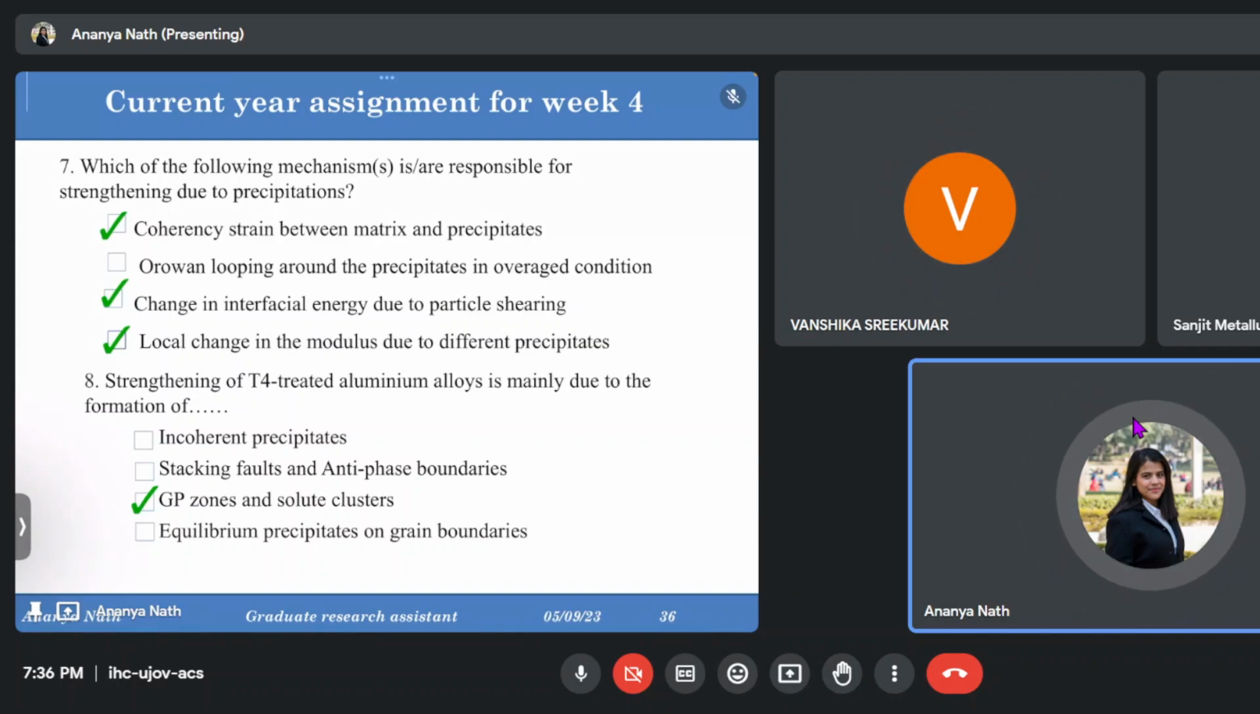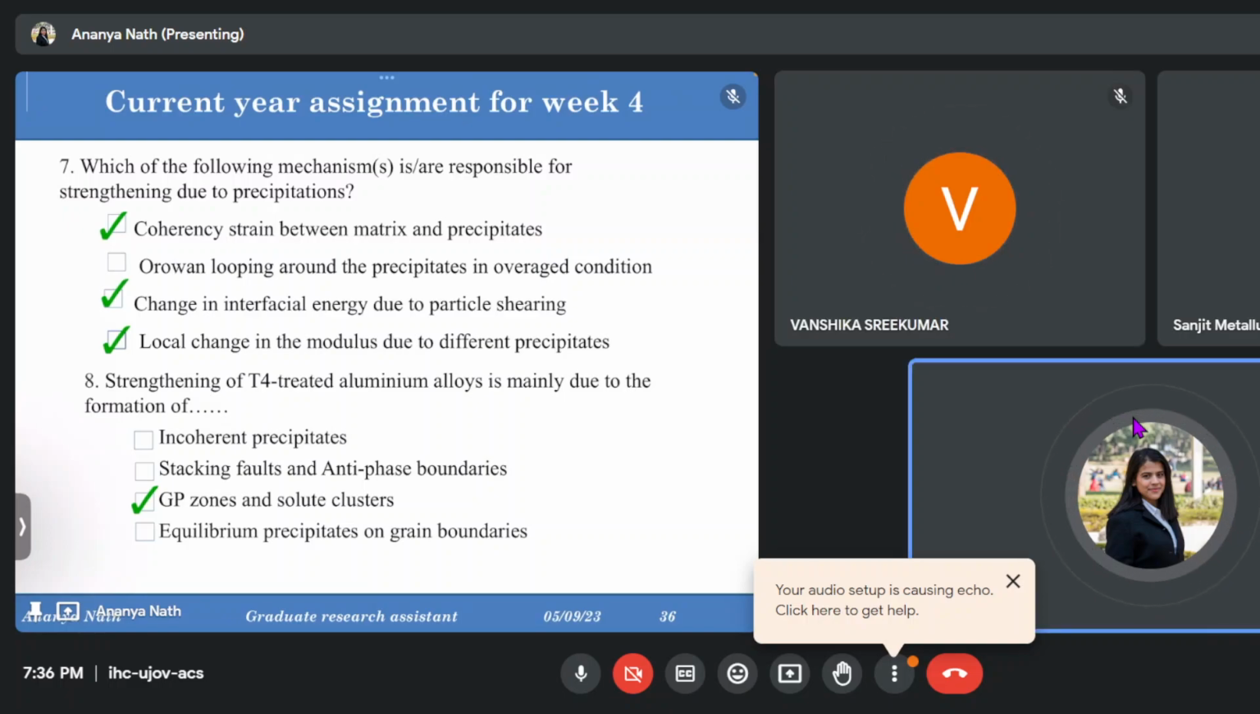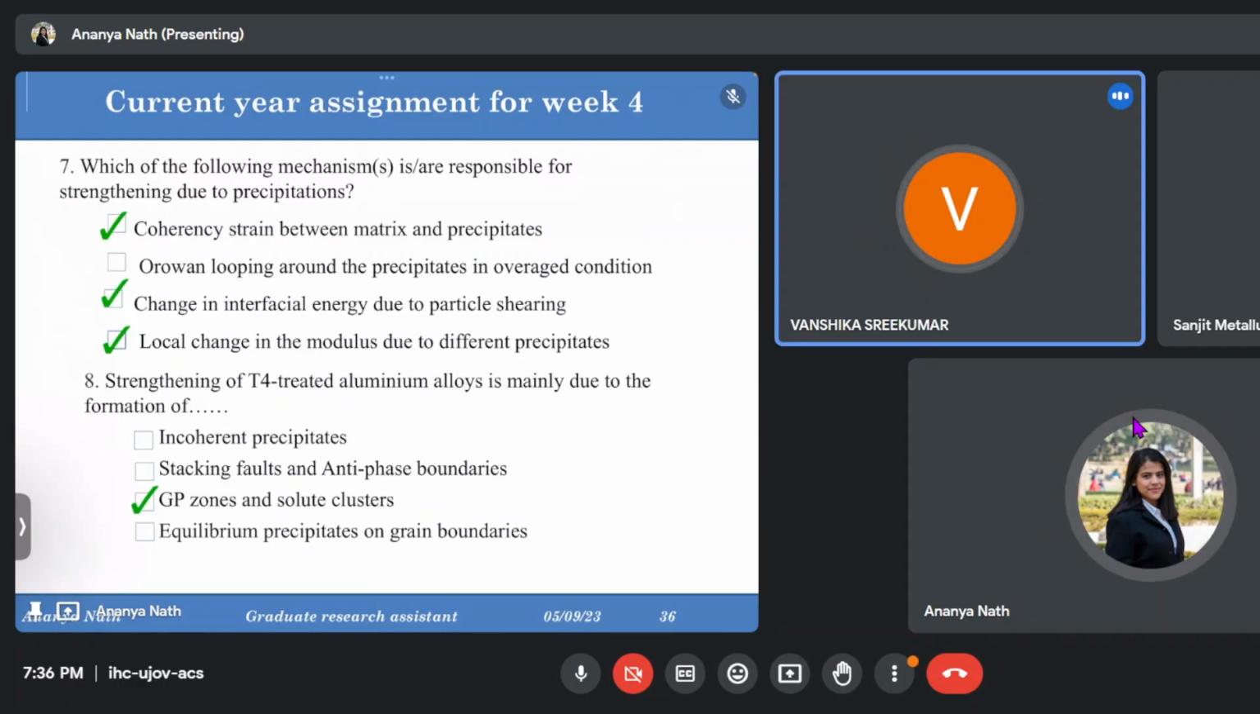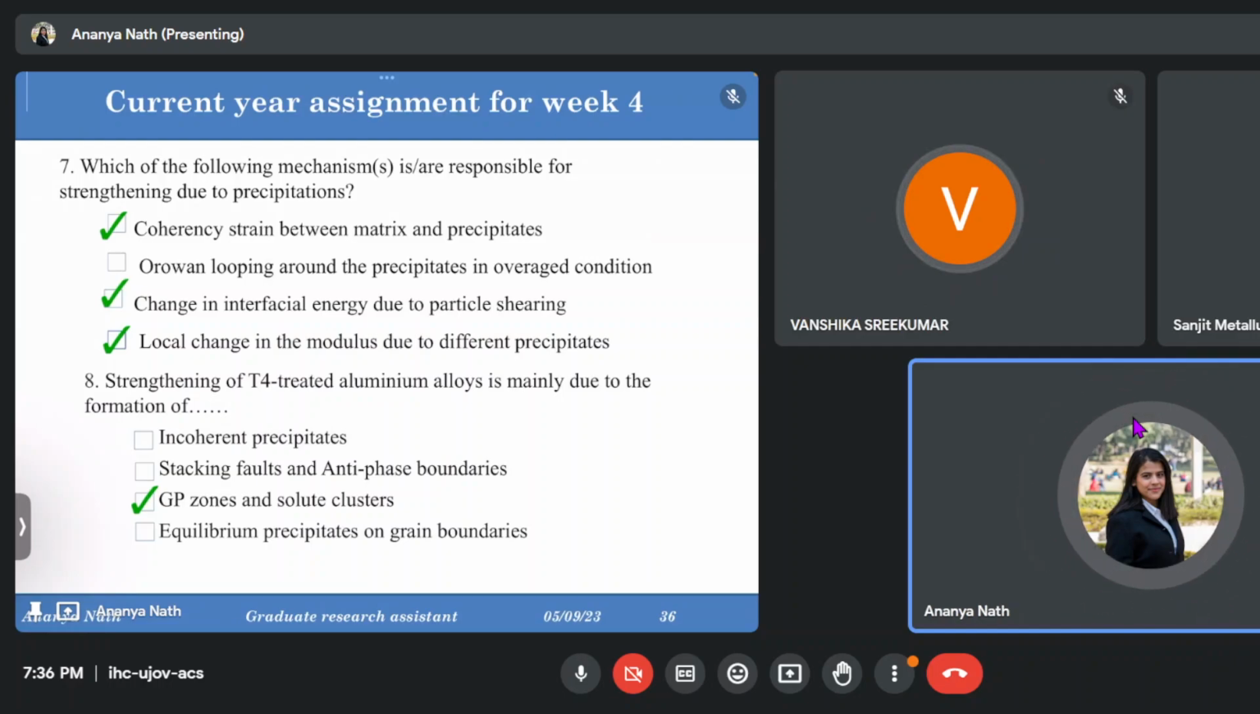Let me just see. I guess for natural aging, the GP zone formation dominates. For artificial aging, it's different: it's the direct formation with more time and more temperature. But for natural aging, GP zone formation dominates. Maybe due to that, the stacking fault and antiphase boundary are not that important for the natural aging part. Okay, ma'am.